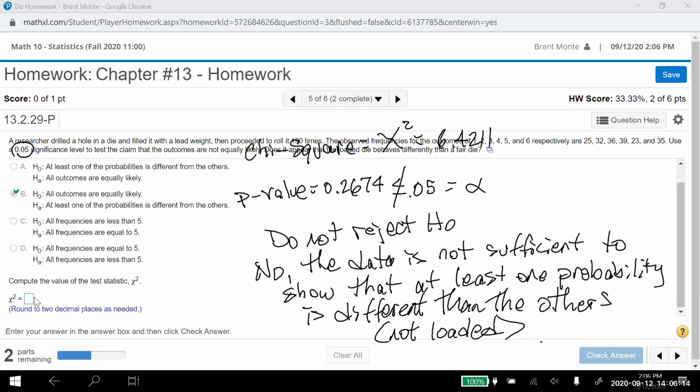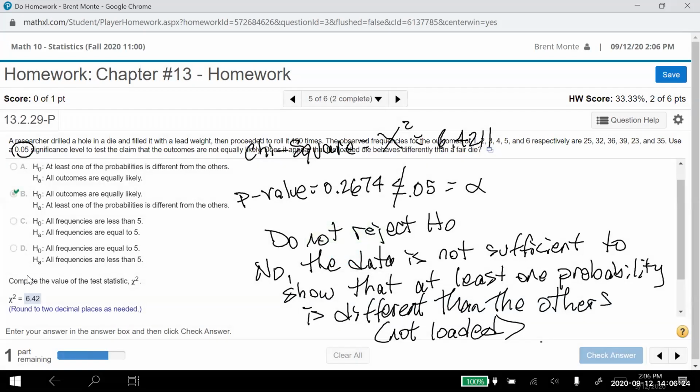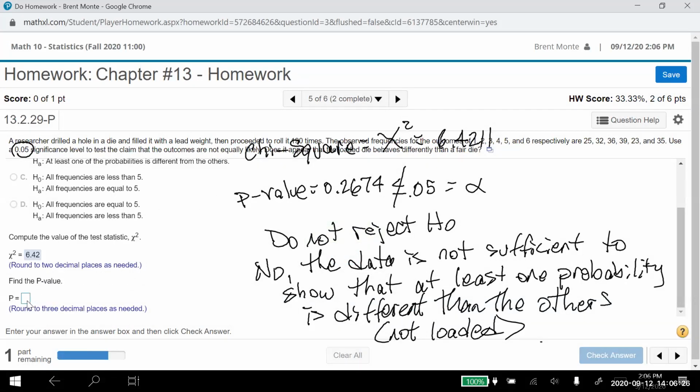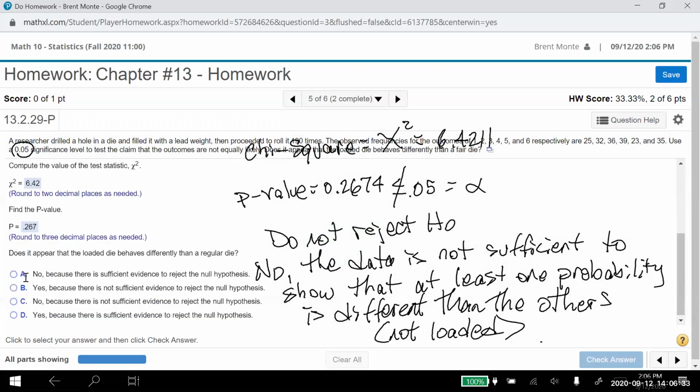All right, so let's go answer all these. So my chi-squared value to 2 decimal places, 6.42. My p-value to 3 decimal places, 0.267. And then we answer our question, does it appear the loaded die behaves differently than a regular die? We're gonna have to say no, the data wasn't sufficient. No, because there's not sufficient evidence to reject the null hypothesis.